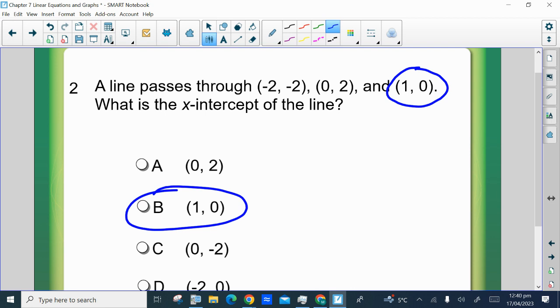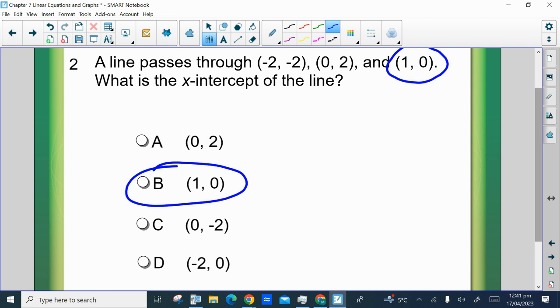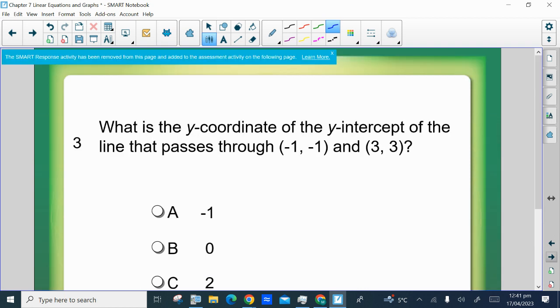Remember, the x-intercept is where the graph crosses the x-axis. To get there, you don't go up or down, you just go left or right. Because you don't go up or down, the y value is 0. Right? So in this case, didn't have to do any work at all. The answer was in the question. The next one says, what is the y-coordinate of the y-intercept of the line that passes through those 2 points?